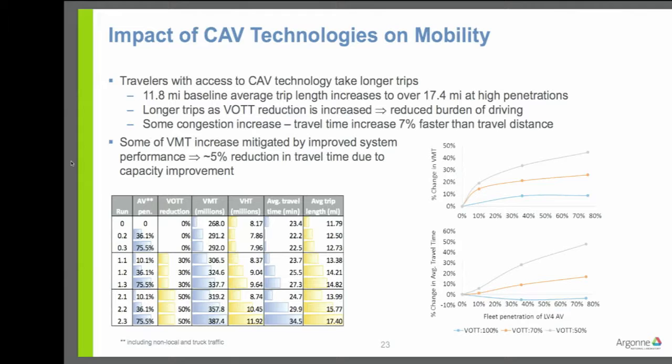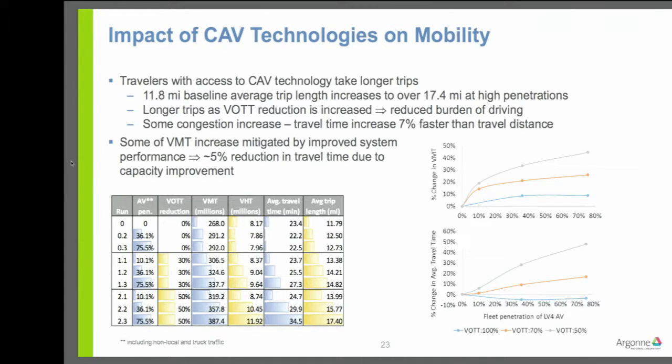So focusing on mobility impacts, we see that travelers with access to CAV technology take longer trips, as expected. Again, as the driving impedance is reduced, people tend to consume more driving time. So we see that the 11.8 mile baseline average trip length increases to almost over 17 miles at the highest CAV penetration levels, because of the reduced burden of driving.